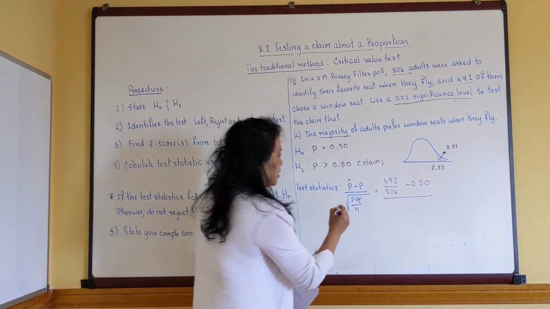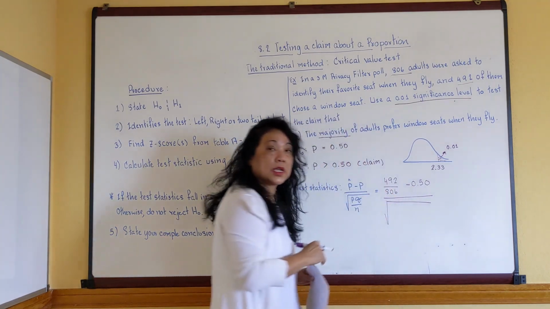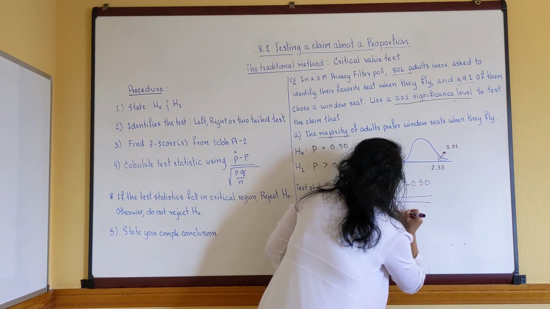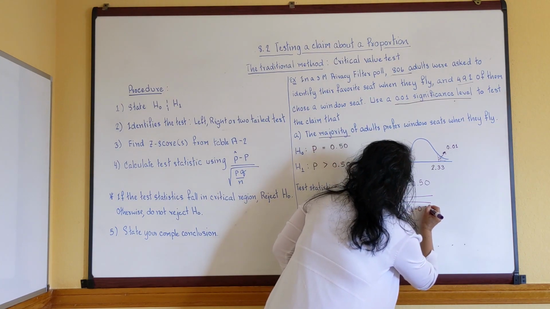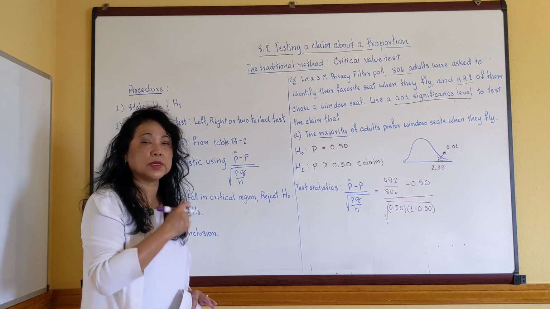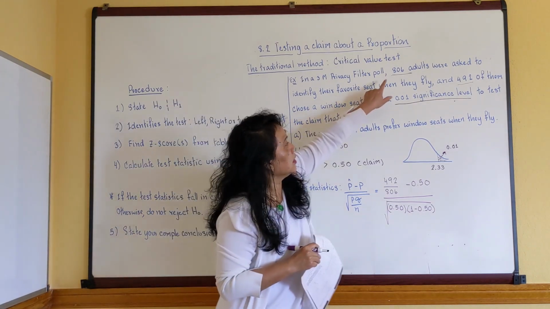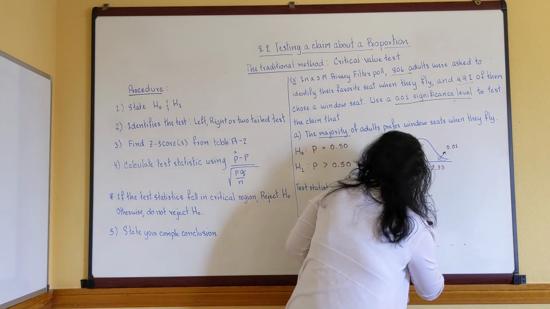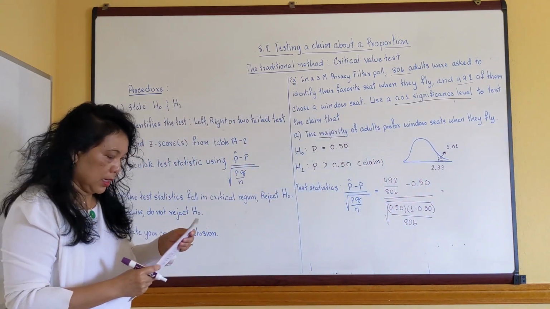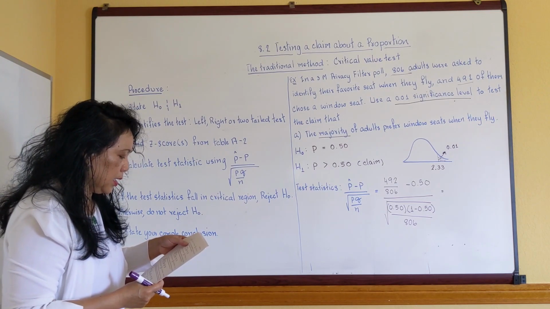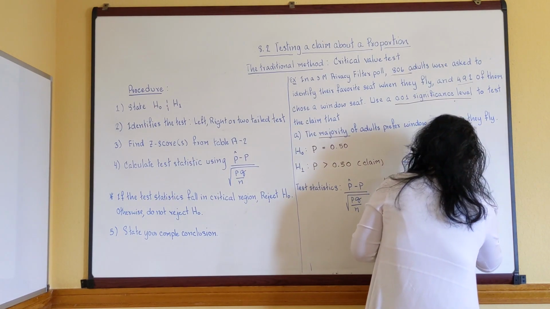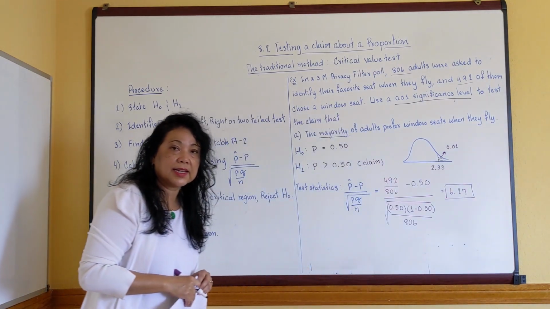Under the square root, p is 0.5. Your q is 1 minus p, which is 1 minus 0.5, which will be 0.5. Q is 1 minus p. And here's the sample size, 806. Now you have to use a calculator and calculate this. The test statistic turned out to be 6.27. That's your test statistic.